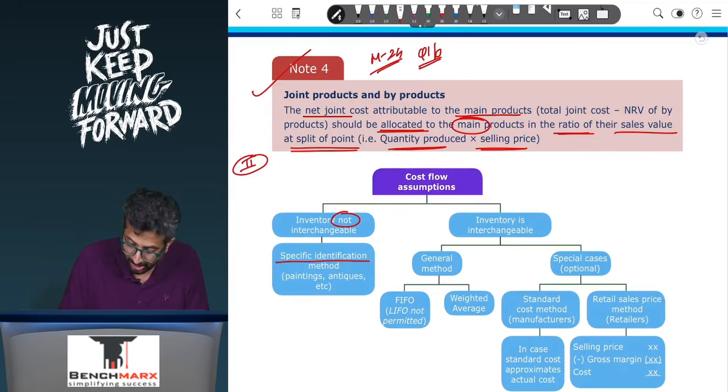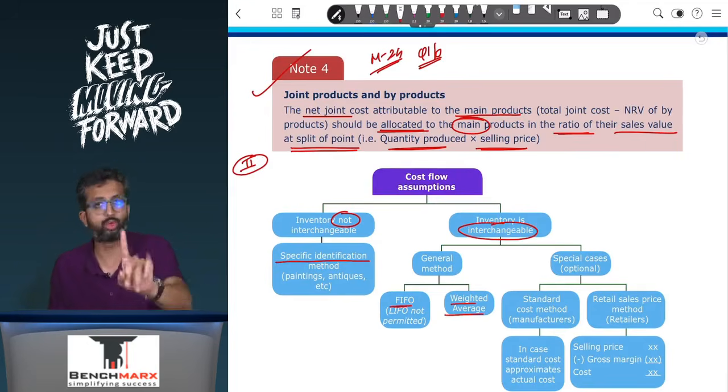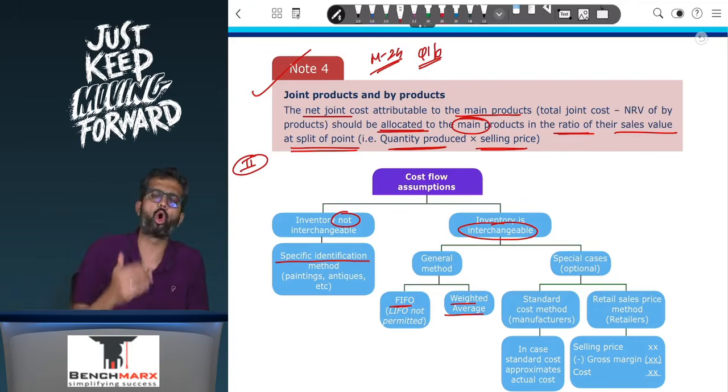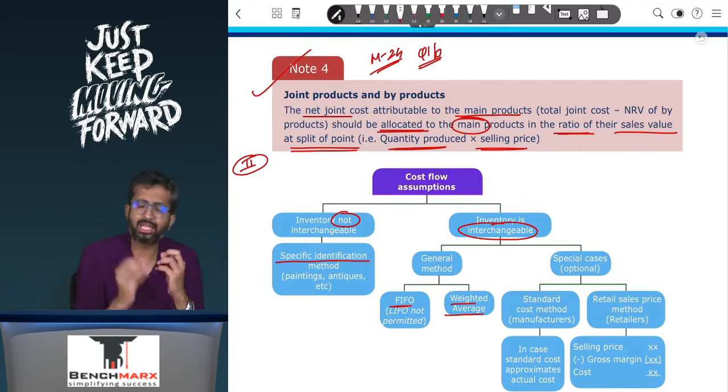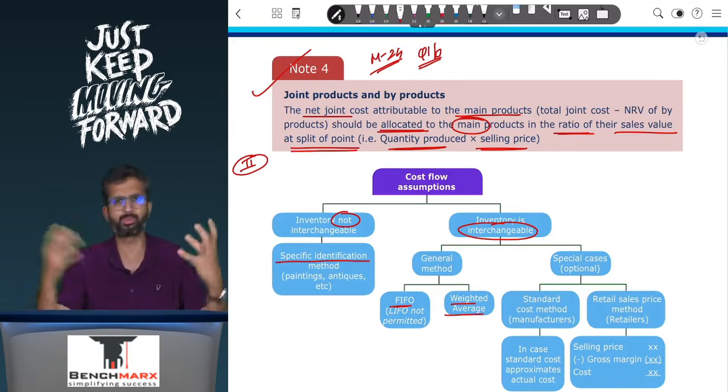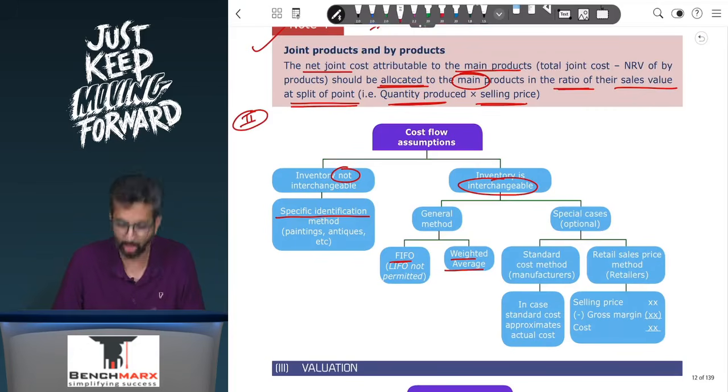But in general, inventory is interchangeable, in which case you can use FIFO or you can use weighted average. However, in 2 specific cases, the standard gives you exceptions, which is optional, not mandatory. Like if I'm a manufacturer with a long production history, then I can take the standard cost for valuing my inventory, provided my total actual cost approximates my total standard cost. We'll do a sum on this as well, standard cost. Used for manufacturers in case the standard cost approximates the actual cost.